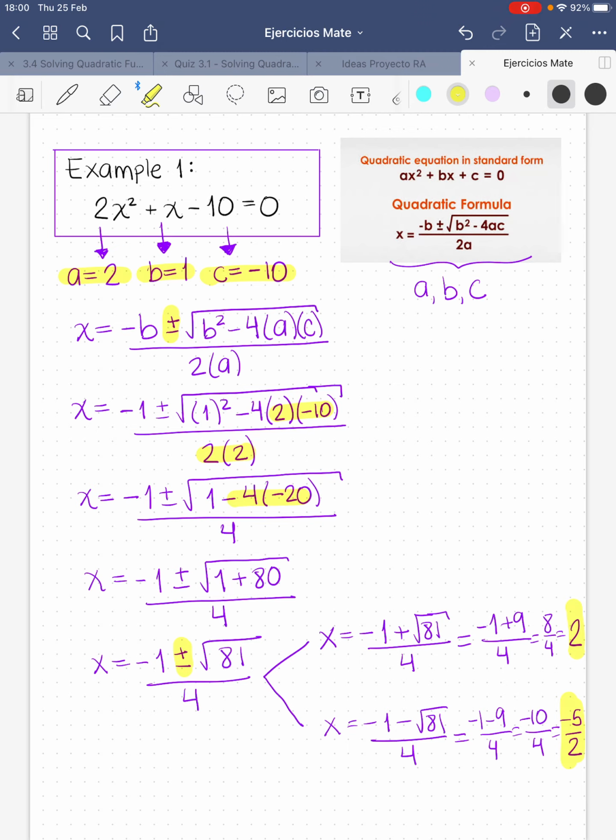So what that means is that if you were to graph this parabola or this quadratic function, you would get a parabola facing up that crosses the x-axis in 2 and in negative 5 halves, okay? Or negative 5 halves.